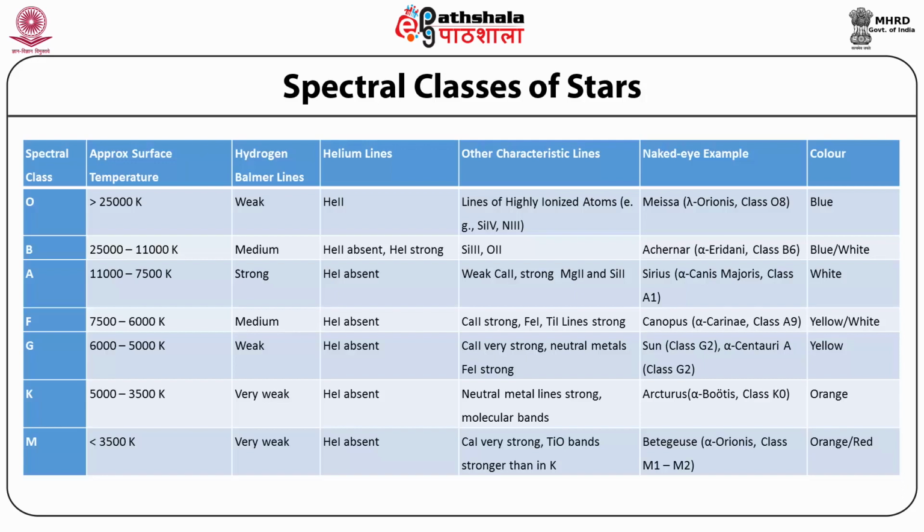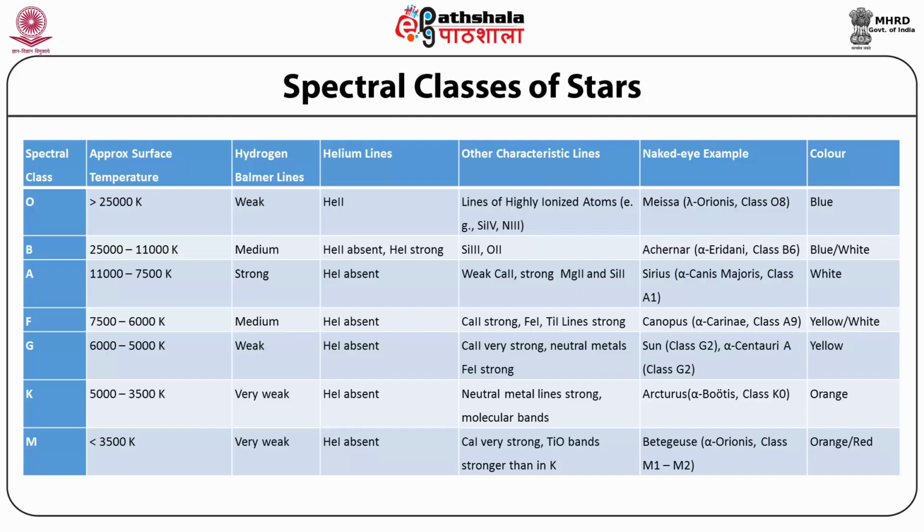The next class is G, having temperature range from 6000 to 5000 Kelvin. Weak hydrogen Balmer lines are there, and the He1 lines are absent. Other characteristic lines are Ca2, which are very strong. Neutral metals like Fe1 are also strong. The naked eye examples are the Sun, class G2, and Alpha Centauri A, class G2, and the color is yellow.